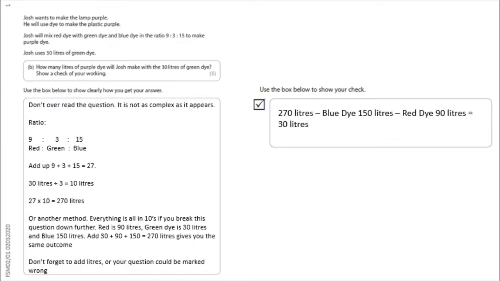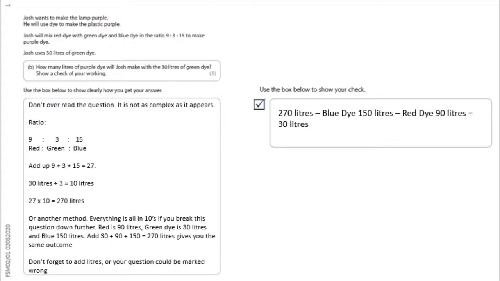Don't forget to read the question for a start. It's not as complicated as you originally think. We have a ratio of 9 red, 3 green, 15 blue. Add 9 plus 3 plus 15, and we get a total ratio of 27. Hang on a second, the green is 3, and it's 30 litres. So the green is a ratio of 3, which has to mean 30 litres divided by 3 gives us 10 litres.